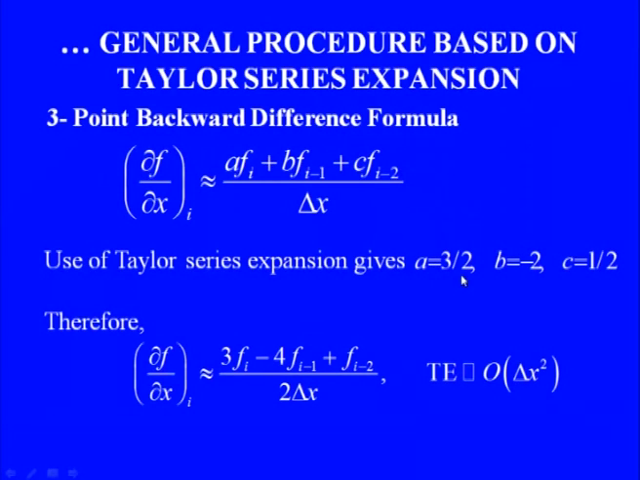We should get a is equal to 3 by 2, b is equal to minus 2 and c is equal to half. And therefore we get this 3-point backward difference formula, del f by del x at i is equal to 3 of f_i minus 4 of f_(i minus 1) plus f of (i minus 2) divided by 2 delta x. And if you substitute the values of a, b and c into the terms which are the coefficient of del cube f over del x cube, you will find out the truncation error of this scheme is of order delta x square, that is this 3-point backward difference formula is second order accurate.